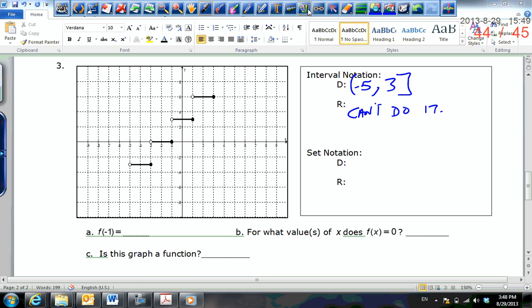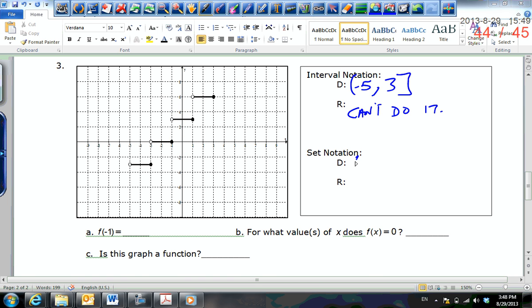The reason why we can't do the range is because in interval notation, we're saying from one number to another number. We're saying from negative 5 to 3. For the range on this one, I can't say from negative 3 to positive 6 because there are these huge gaps right here that I can't define. So I can't do the interval notation for this one. If it went down or something, you could.